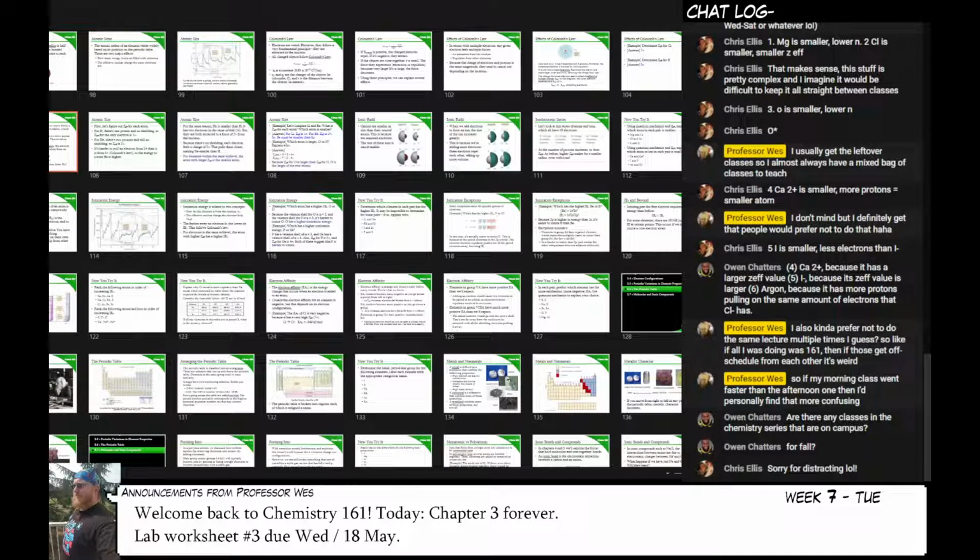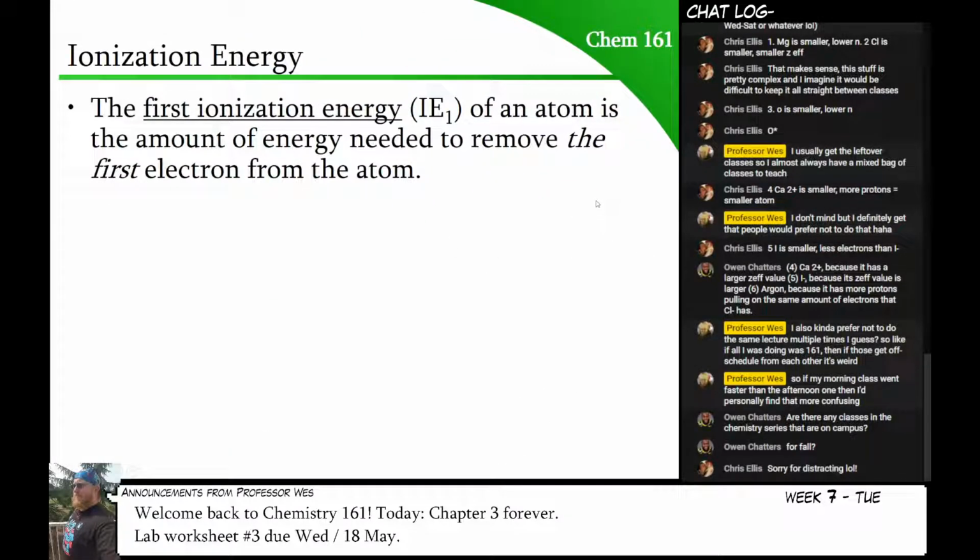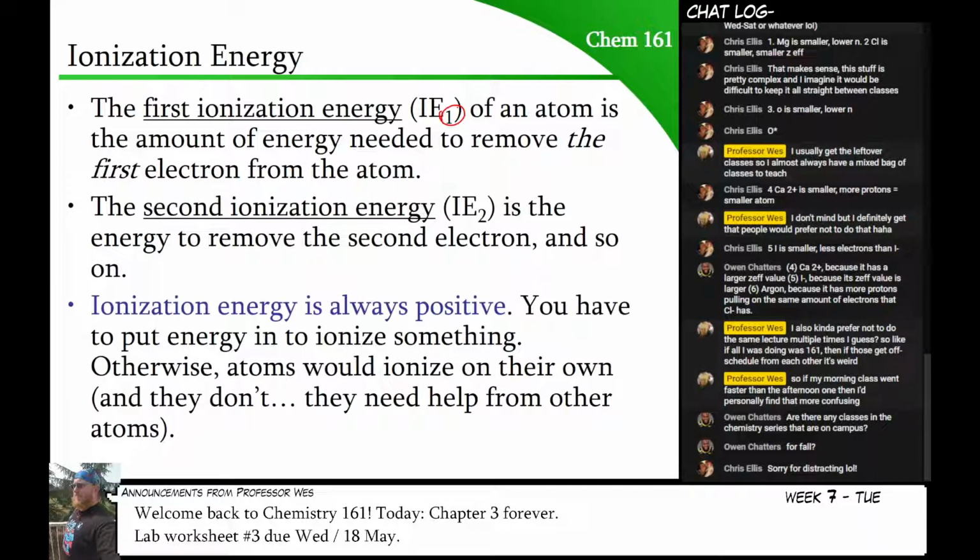Which was here. There we go. All right. You'll notice that I was writing this number right here with a little 1. That's because there's nothing stopping you from taking more electrons. You can take as many as you want. Now, ionization energy has to be a positive number.